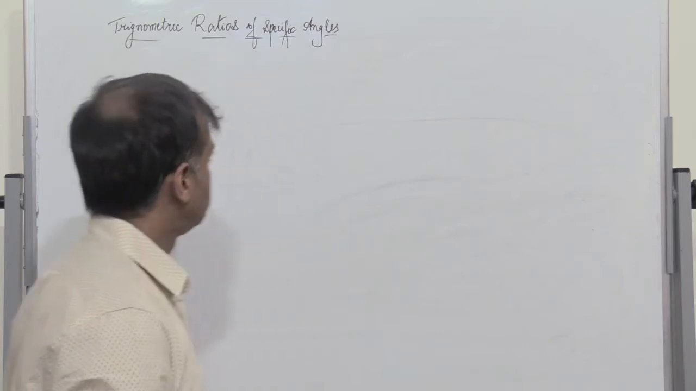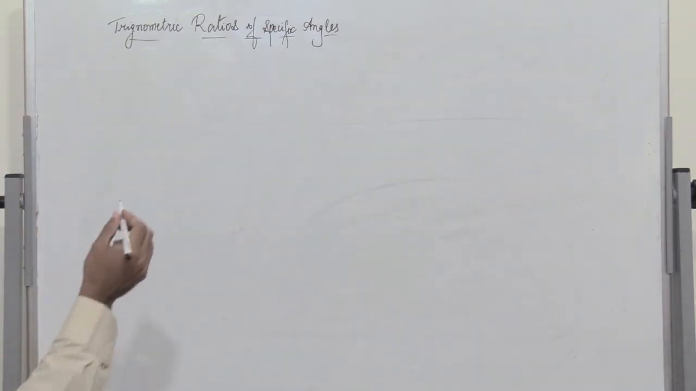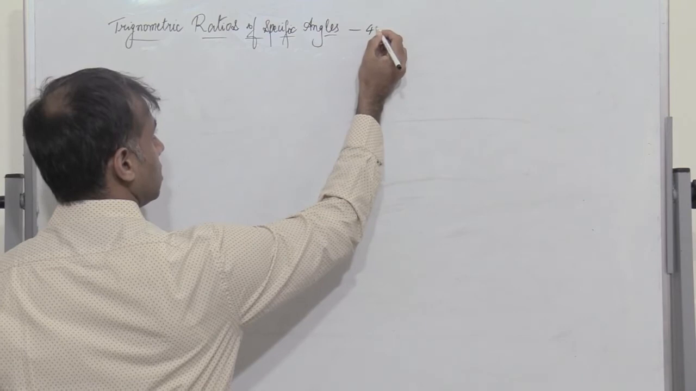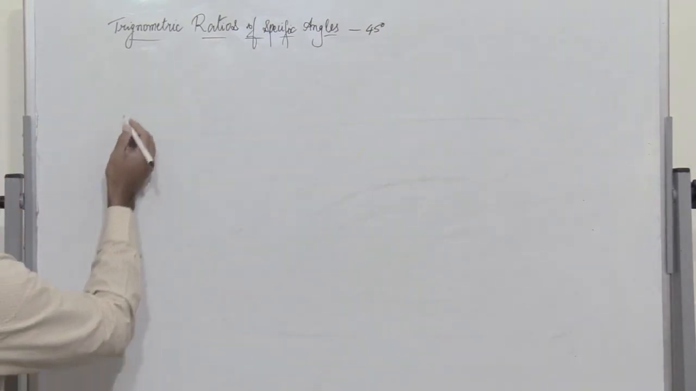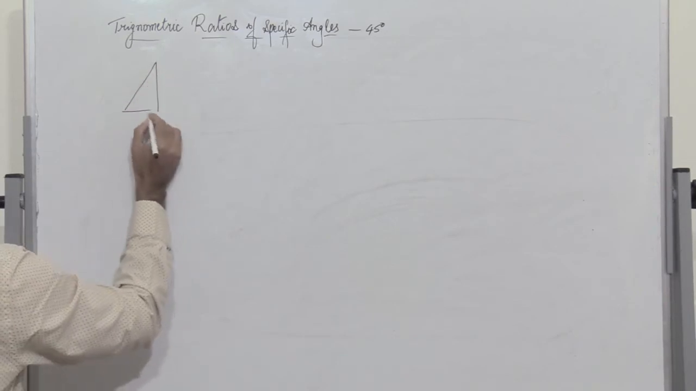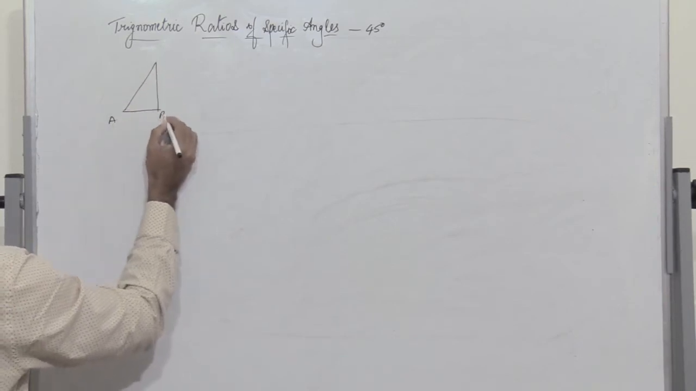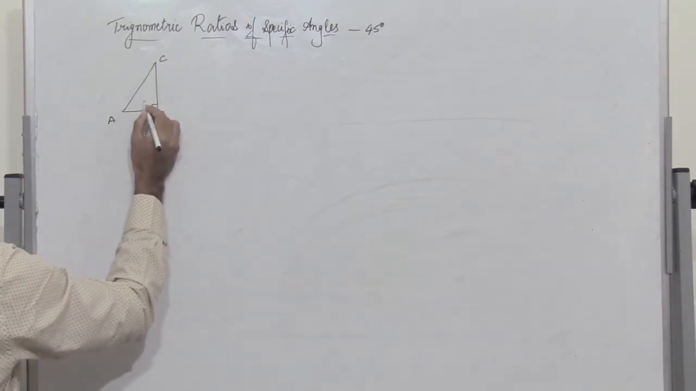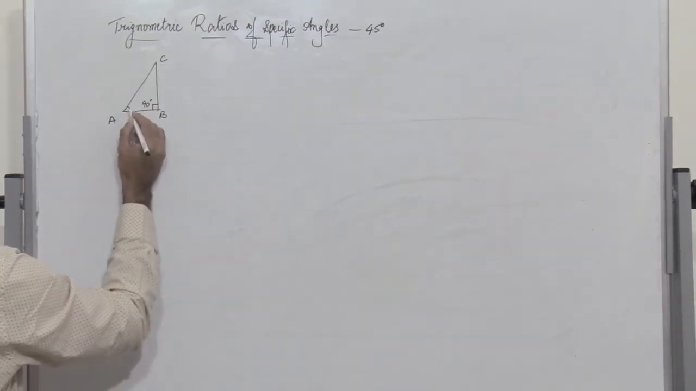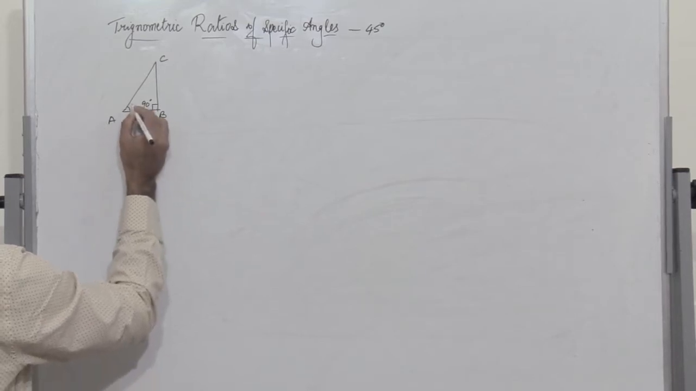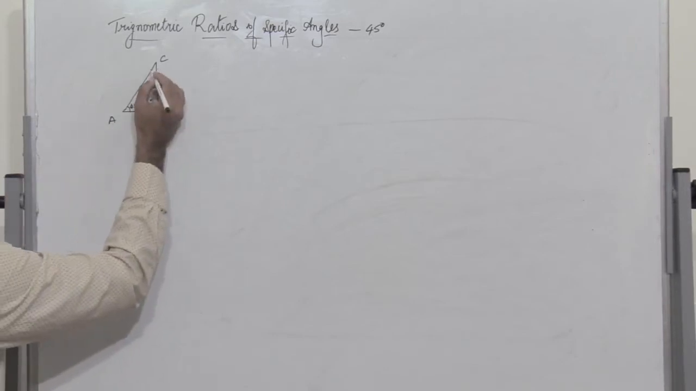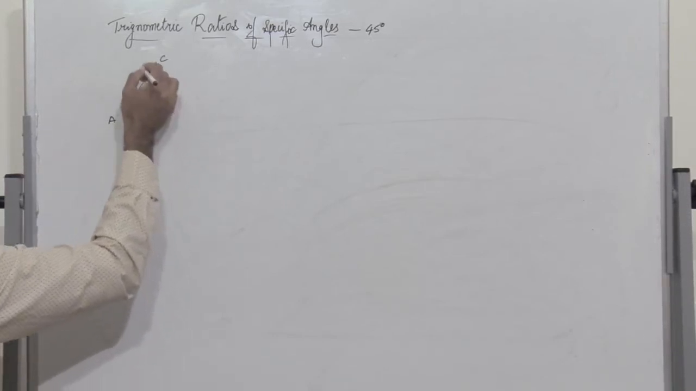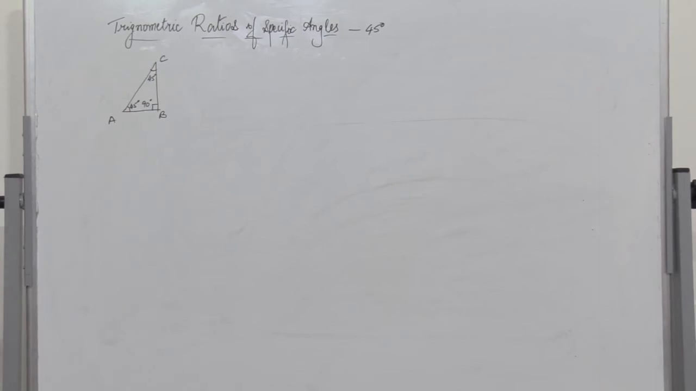So moving back, let us consider the first case, 45 degrees. Now let's consider a right angled triangle ABC. So this is 90 degrees and this is say angle A and this is 45. If angle A is 45, angle C also is 45 because the sum of all the three angles of a triangle is 180 degrees. So it is 45.